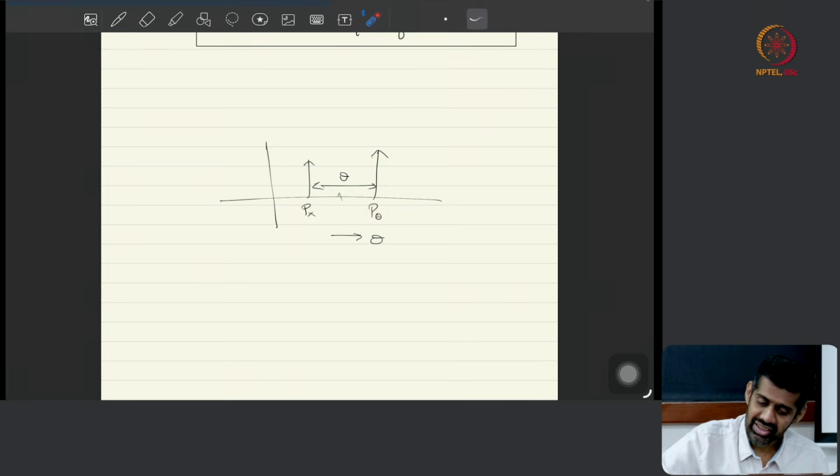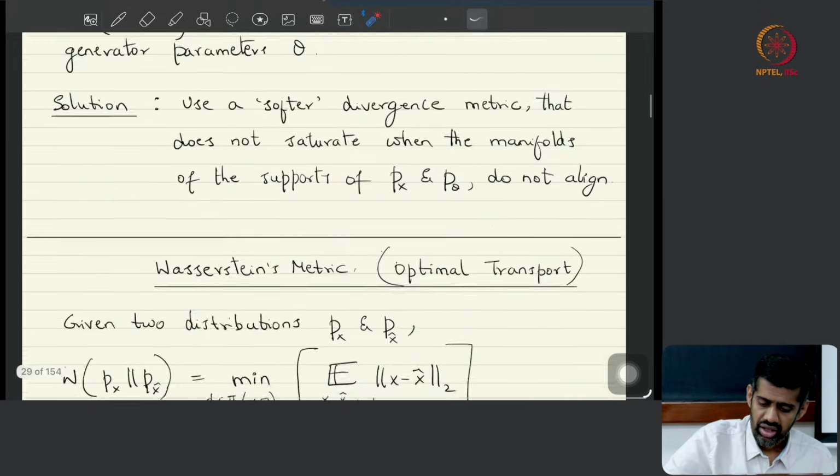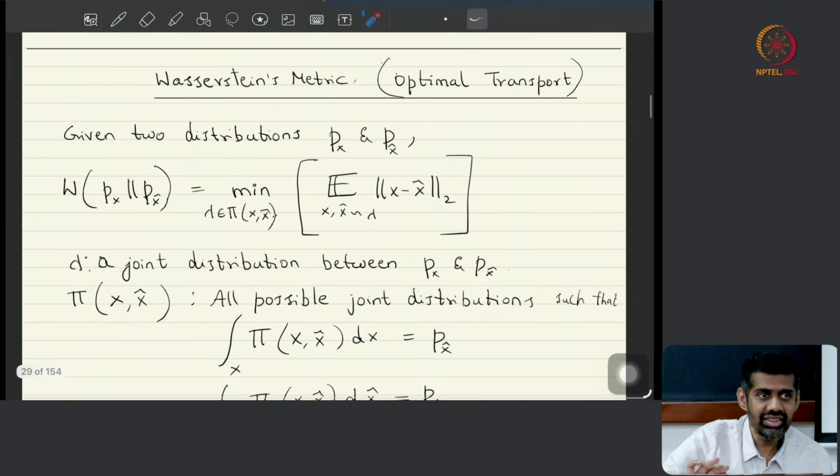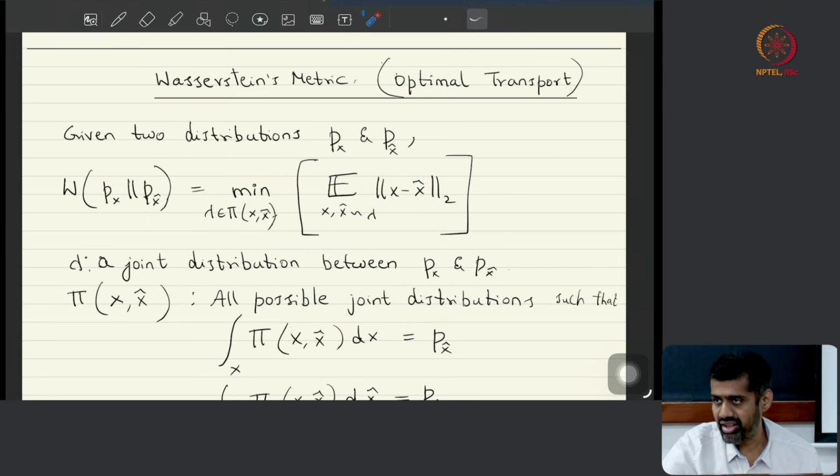Okay, please take this as an exercise and show that if you have two Dirac deltas, most of the f-divergences that are used in practice will max out. That can be shown algebraically. So this is the motivation for why one should move away from, or rather consider, some other divergence metrics than the f-divergence.